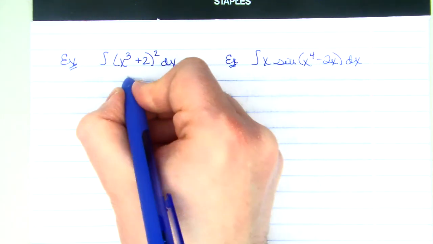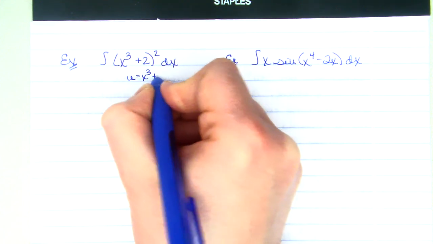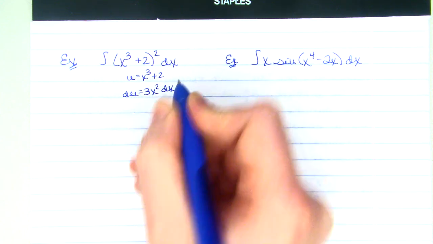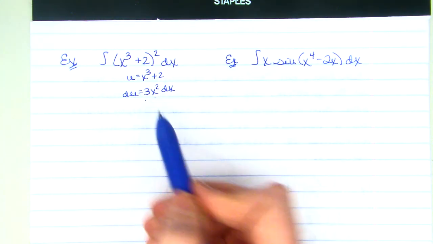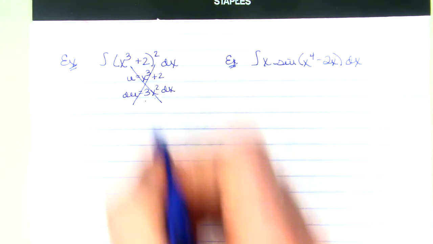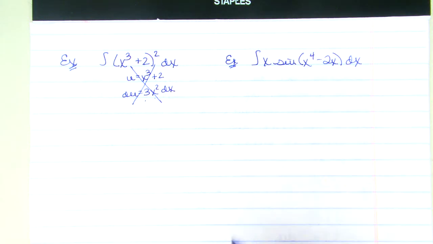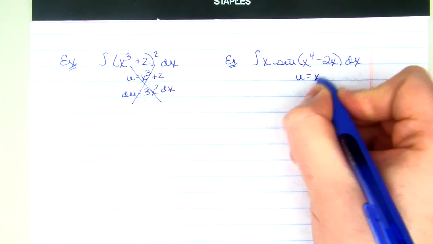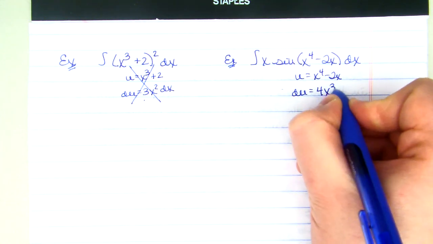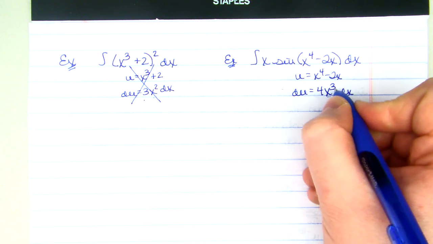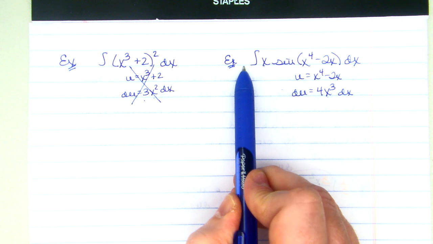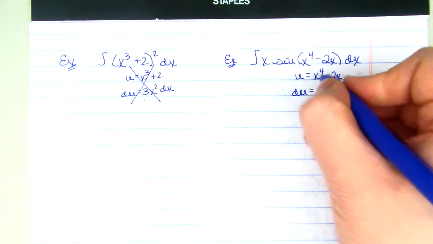In this first one, I'd make u x cubed plus 2. Its derivative is 3x squared dx. It's not a problem that I don't have the 3, but it is a problem I don't have the x squared. U-substitution isn't going to work here. Over here, if you try that, u equals x to the 4th minus 2x. Its derivative is 4x cubed dx. The 4 is not an issue, but the x cubed is. You're not allowed to multiply by variable things inside your integral versus outside. Not allowed to do that, only constants. Can't make that work either.